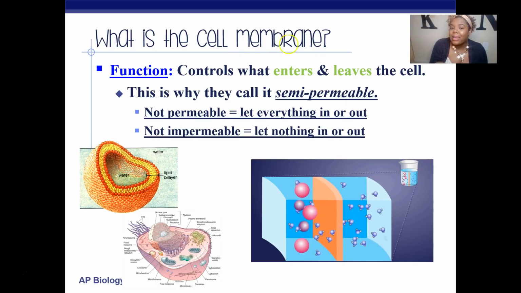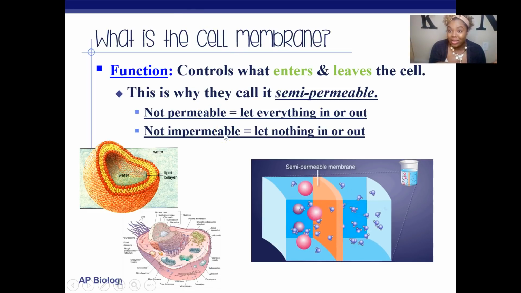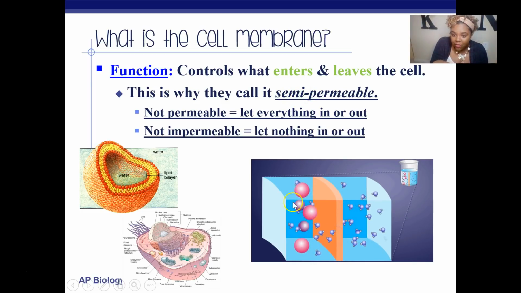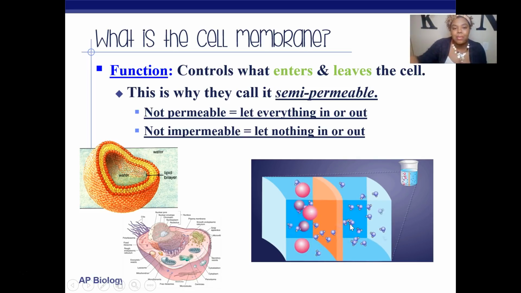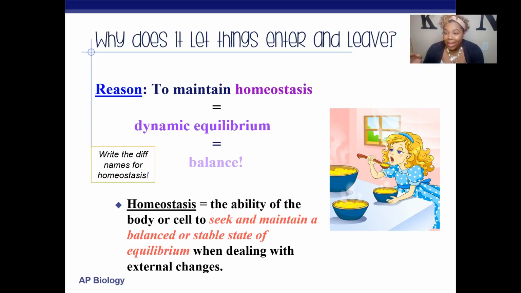But it's also not impermeable, meaning it's not swerving everything that's trying to come its way. It is semi-permeable, meaning it lets some things in and out. If we look right here at this diagram, we notice that the larger molecules cannot pass through, but it's allowing these smaller things to come and go. Semi-permeable. So why does the cell membrane choose what enters and leaves?